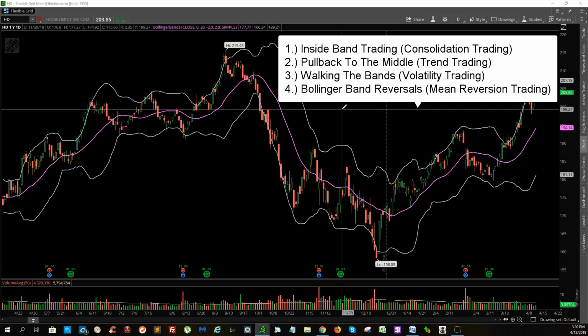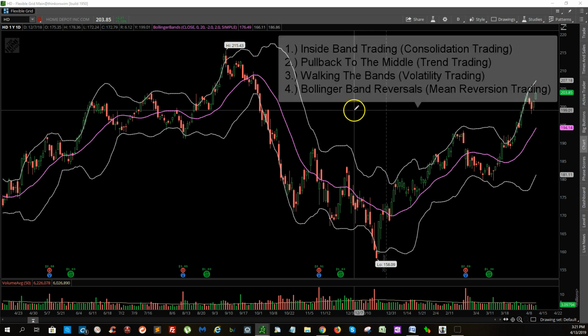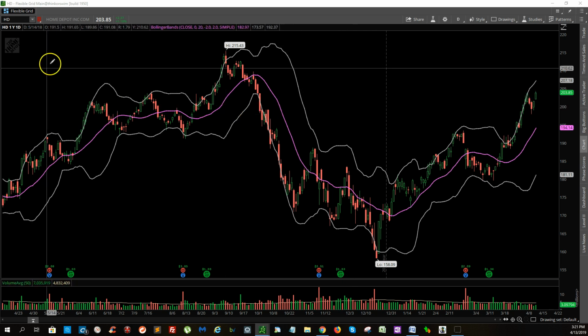The third one is going to be called walking the bands, which is volatility trading, and the last one we're going to discuss is called Bollinger Band reversals, which is mean reversion trading, if you will, to a certain extent. So let's start with inside band trading.